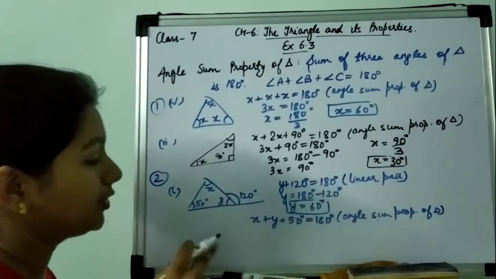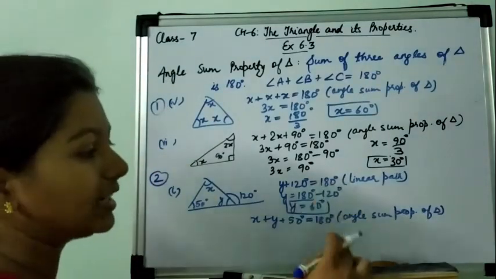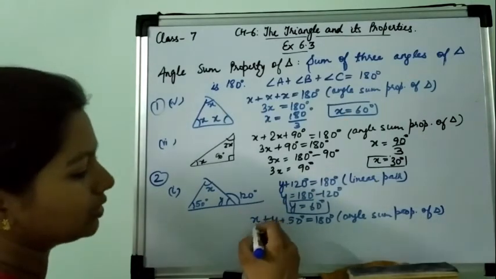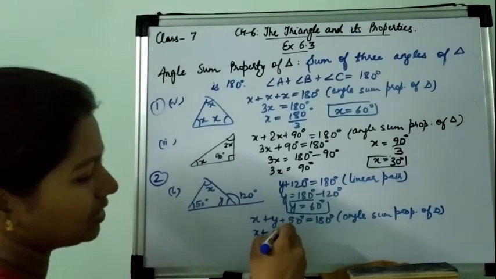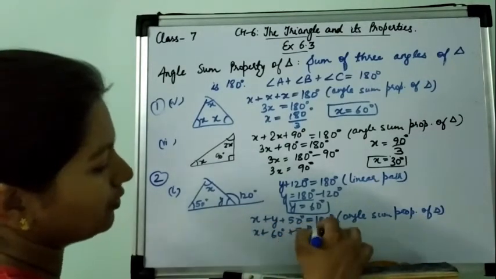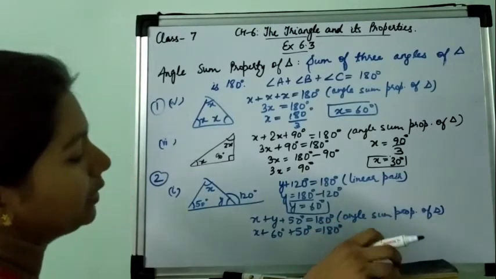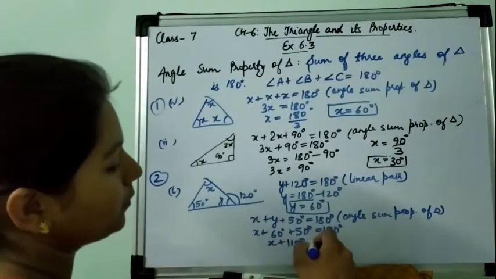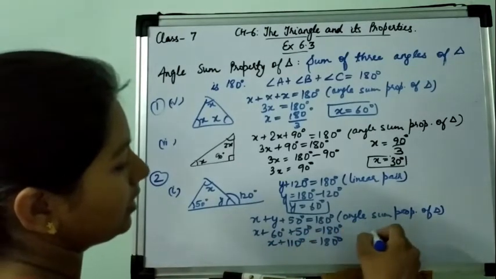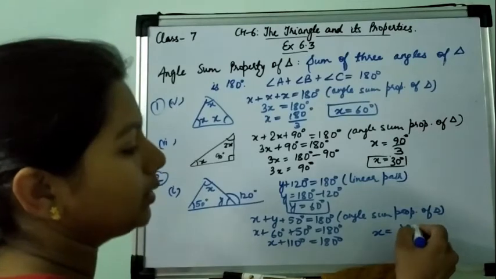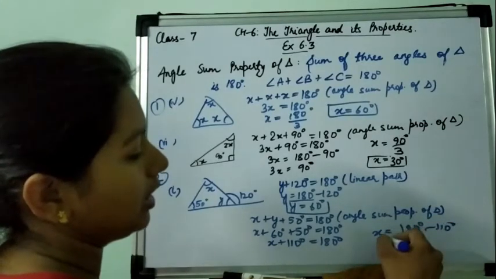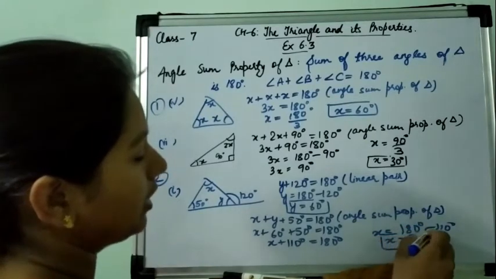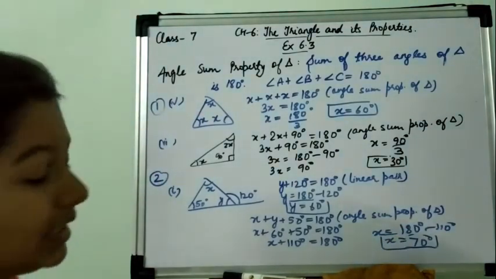Now listen, if two angles we have to find out, then at least we should have two reasons in the solution, at least. We can have more than this also. So instead of y, I wrote 60: x plus 60 plus 50 degree is equal to 180 degree. Then on adding this I will get 110 degree. So x is equal to 180 minus 110, x is equal to 70 degree. So in this way our answer is done. We have found the value of both x and y.